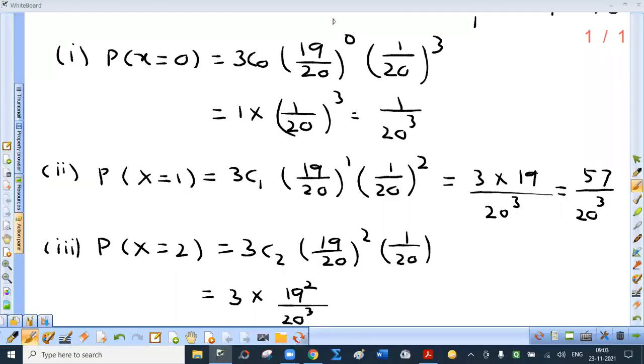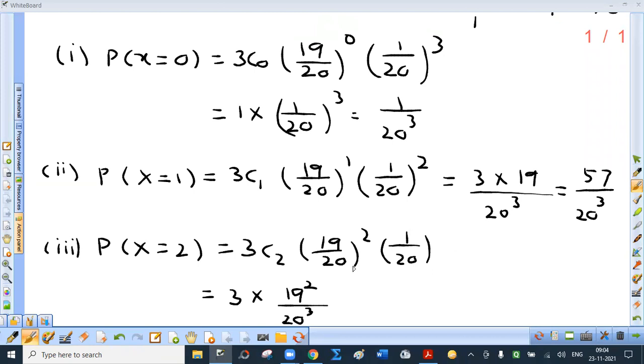Now the first part, probability that none of the floppy disks works, that is P of X equal to 0. So 3C0, which is 1, 19 upon 20 raised to 0 is 1. So it is 1 upon 20 raised to 3, that is 1 upon 20 cube. Second part, probability that exactly 1 works. So P of X equal to 1, that is 3C1, 19 by 20 raised to 1, 1 upon 20 square. 3C1 is 3, 19 threes are 57, so 57 upon cube of 20.